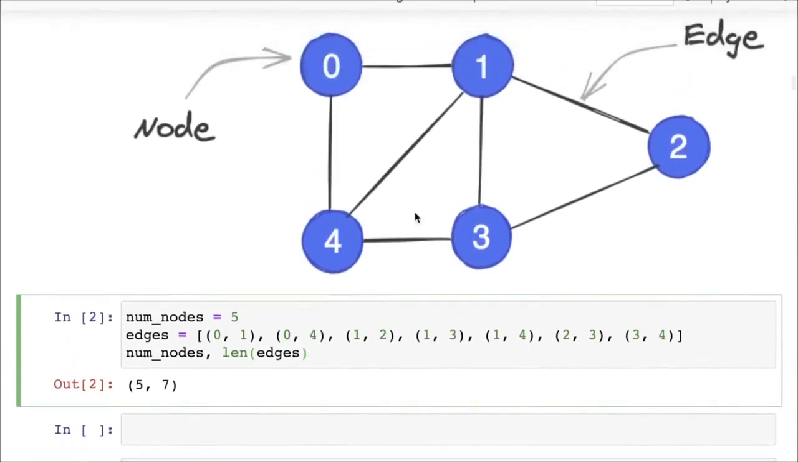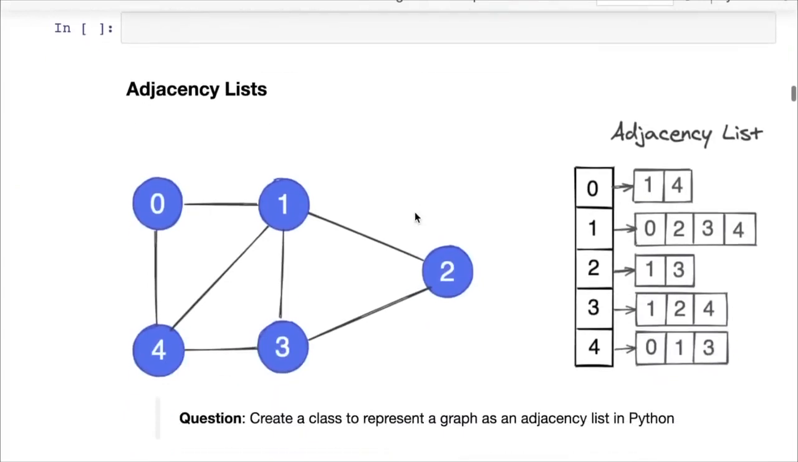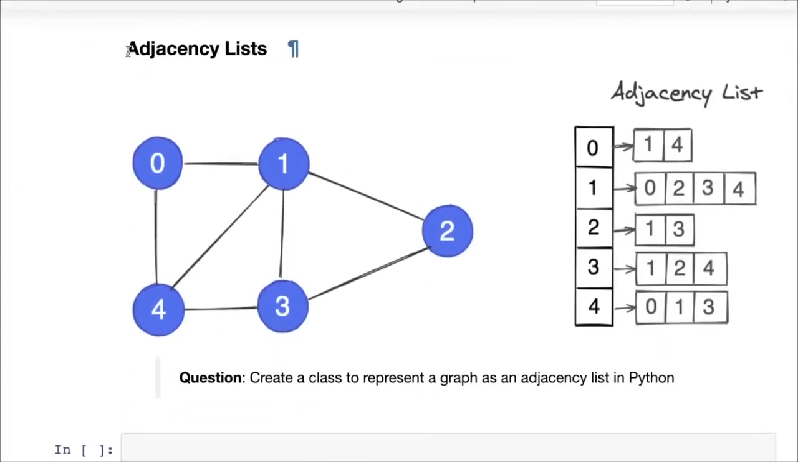But to work with graphs more efficiently, we will represent them using what's called an adjacency list. Now, the name explains what it contains. The adjacency list contains a list for each node, and it contains a list of all the nodes that are adjacent to that node. Again, adjacency, adjacent, and neighbor all mean the same thing.